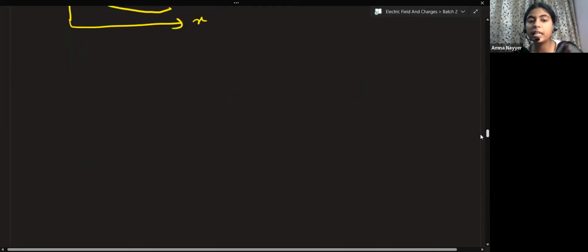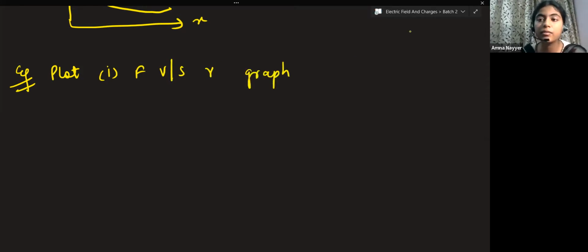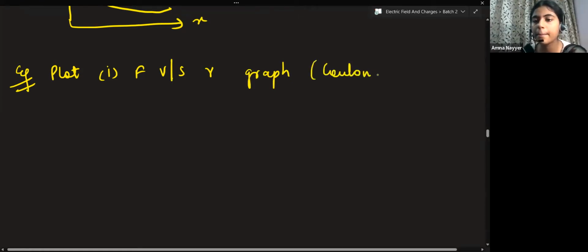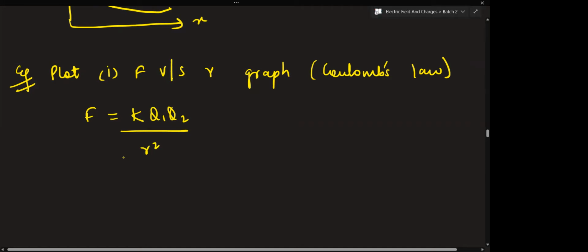Now see, regarding your syllabus, if I give you this example to plot, let's say first part, force versus R graph, means force versus R square graph or R graph. This one for Coulomb's law. And okay, let's first discuss it. Now see, F is proportional to R. How? F is equal to K Q1 Q2 divided by R square. So is F directly proportional to R or inversely proportional to R? Inversely proportional to R.